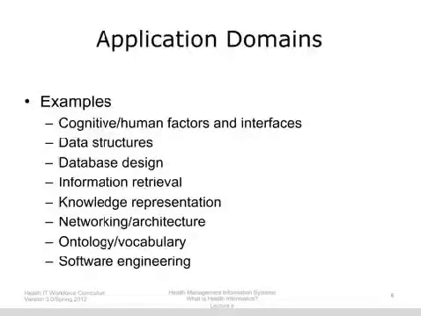Slide 6. The report, Training the Next Generation of Informaticians, also identified a second component to the practice of informatics as the knowledge, experience, and activity in one or more application domains. Some examples of domains identified by Friedman et al., 2004, include cognitive and human factors and interfaces, data structures, database design, information retrieval, knowledge representation, networking and architecture, ontology and vocabulary, and software engineering.